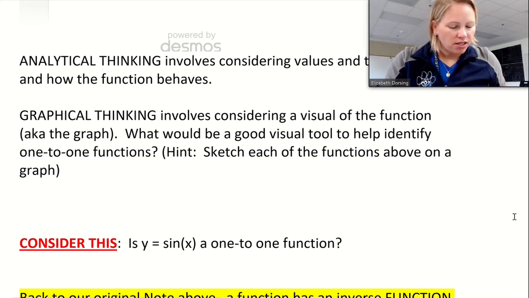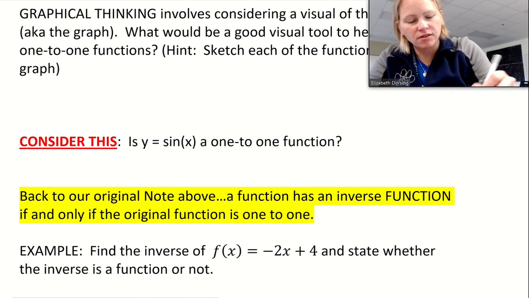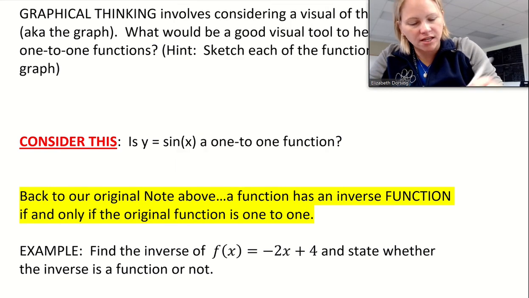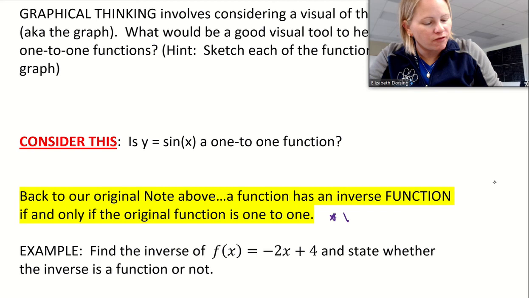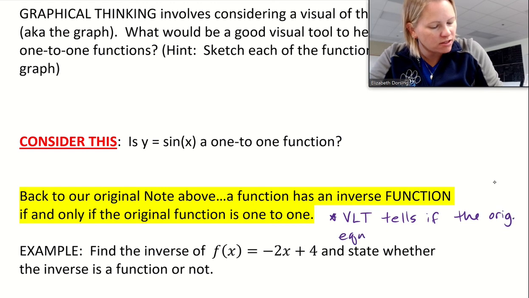So let's write that down. A function has an inverse function if and only if the original function is one-to-one. We're going to add to this information about passing that horizontal line test. So we're going to use the vertical line test. That tells if the original equation is a function.